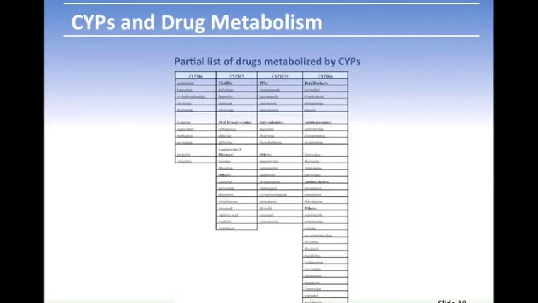The following tables are intended to illustrate the wide variety of drugs and drug classes metabolized by CYP enzymes. For example, we have non-steroidal anti-inflammatories, we have beta blockers and other medications prescribed for the management of blood pressure. We have proton pump inhibitors, we have antidepressants, we have analgesics. All kinds of drugs are metabolized by CYPs.